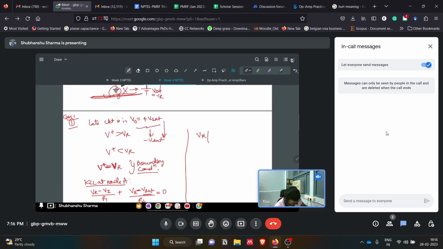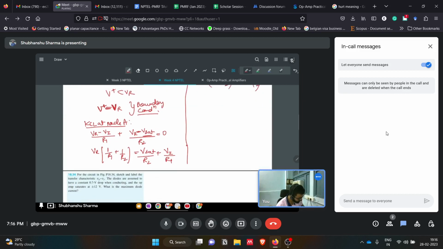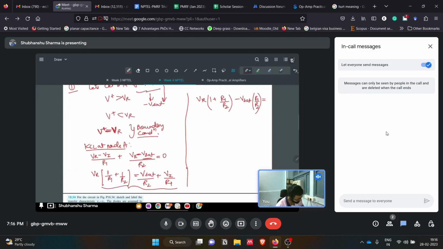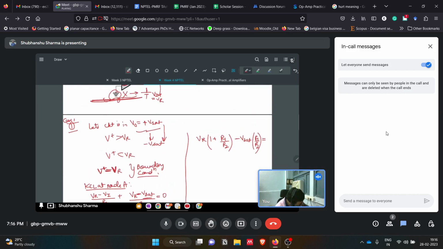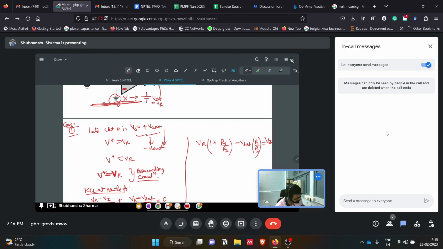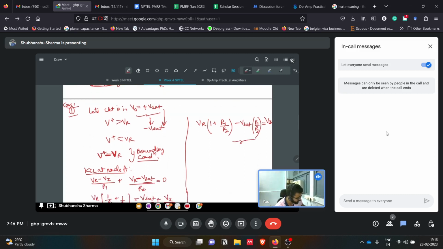Then solving it further, we get VR into (1 plus R1 by R2) minus V sat R1 by R2 equals, so we wrote this equation in terms of Vi. Okay, so this is Vi. Since we are talking about negative saturation here, this will be the lower threshold. VLT will be equal to VR (1 plus R1 by R2) minus V saturation R1 by R2.